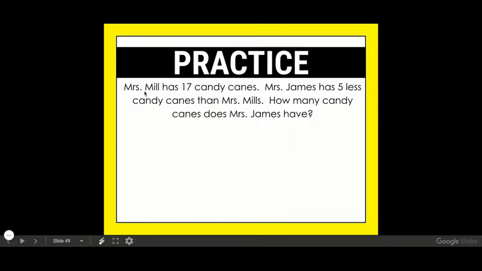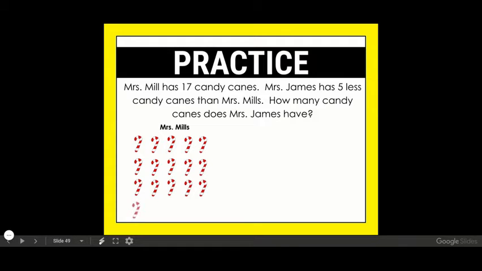So to start, I have to think about, well, what do I know? So I know that Mrs. Mills has 17 candy canes. So I'm going to draw out her 17 candy canes. 1, 2, 3, 4, 5, 6, 7, 8, 9, 10, 11, 12, 13, 14, 15, 16, 17.